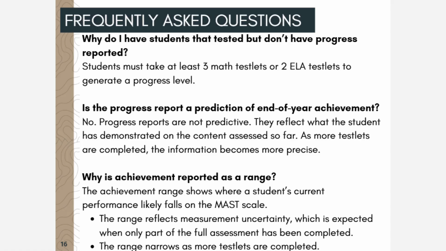Some frequently asked questions that have come up around progress reports start with, why do I have students that tested but don't have progress reported? Students must take at least 3 math testlets or 2 ELA testlets to generate a progress level. If students have not taken those, they will receive a progress report but will not have progress levels, only a summary of testlet level performance to date.